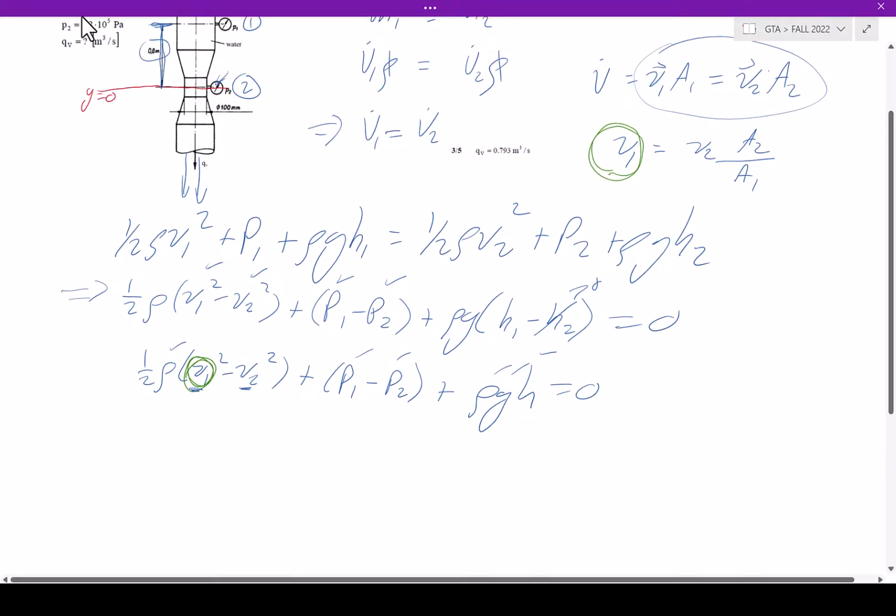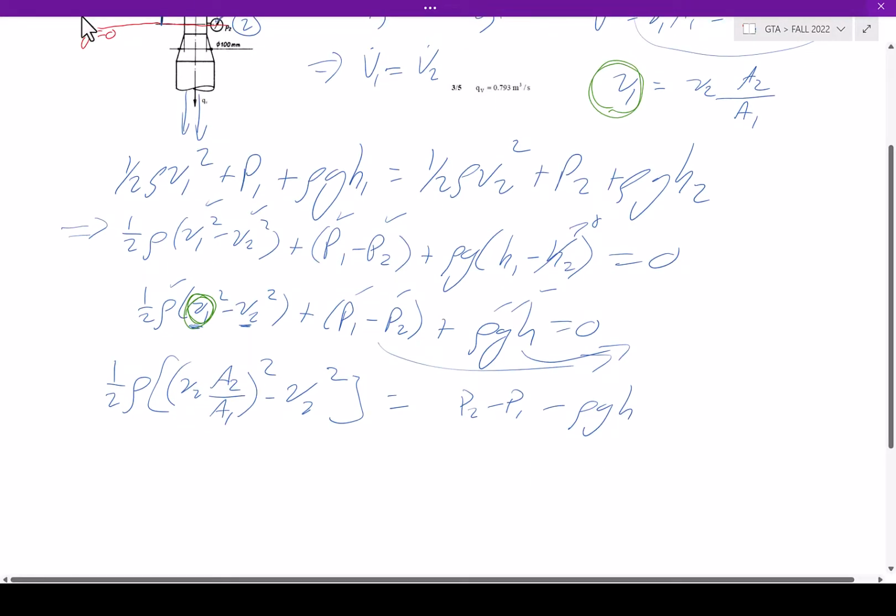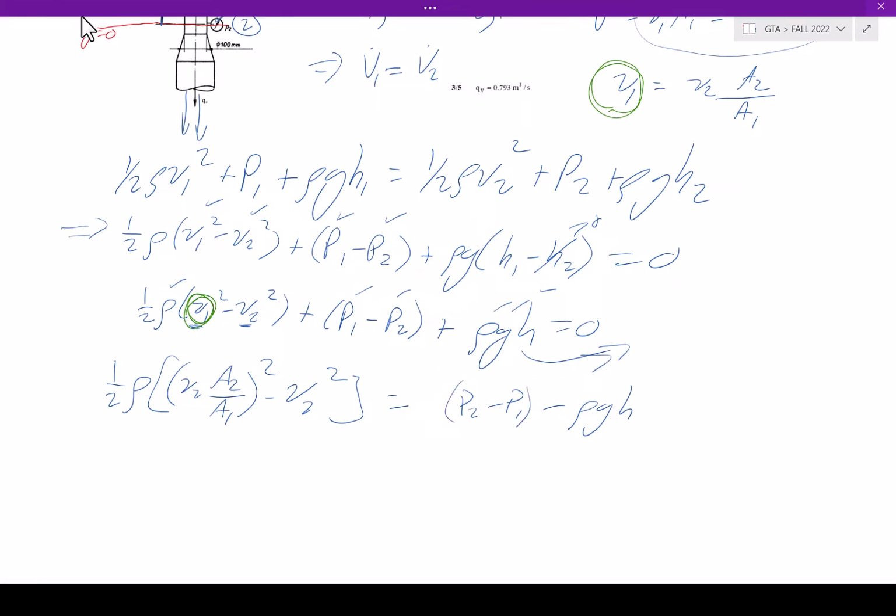I'm also going to simultaneously take this term to the other side, and this term to the other side. So I'm going to get 1/2 rho times V2 A2 over A1, all that squared, minus V2 squared. It goes to the other side, so I can say it's P2 minus P1 minus rho GH. Then I just swap the signs here, and that pops out the negative.